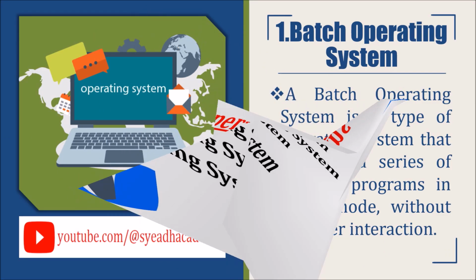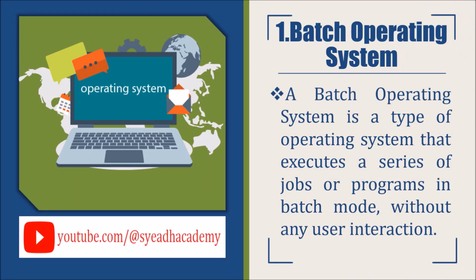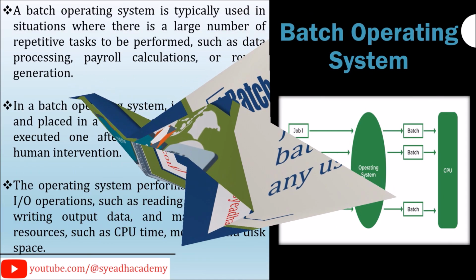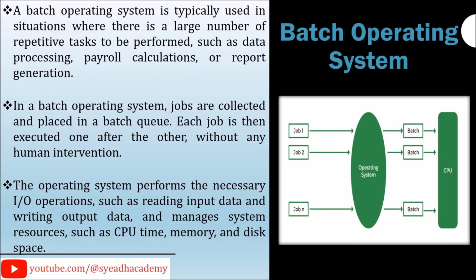Batch operating system. A batch operating system is a type of operating system that executes a series of jobs or programs in batch mode, without any user interaction. A batch operating system is typically used in situations where there is a large number of repetitive tasks to be performed, such as data processing, payroll calculations, or report generation.